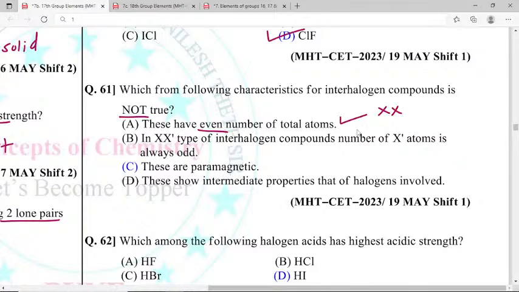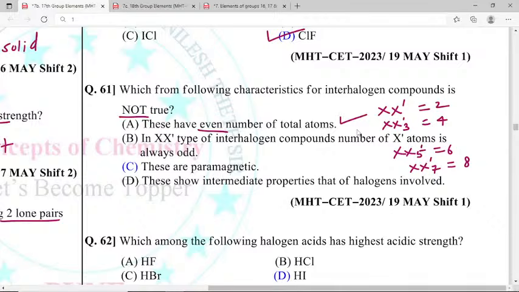XX' with 1 and 1 is equal to 2. XX'3 is equal to 4. XX'5 is equal to 6. XX'7 is equal to how much? 8. So this is an even number of total atoms.